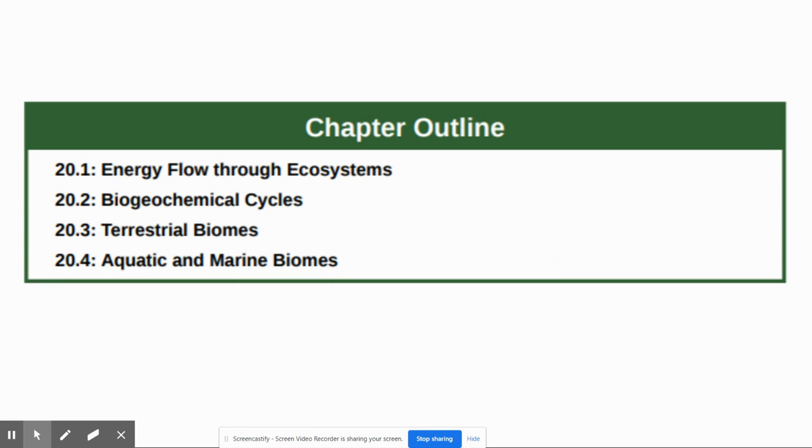So the chapter outline was energy flow through ecosystems. That's where you do the food web and the 10% rule and the energy pyramid. The biogeochemical cycles, I told you we were going to focus on nitrogen and carbon, and we're going to do carbon today. And then we did terrestrial and aquatic biomes.